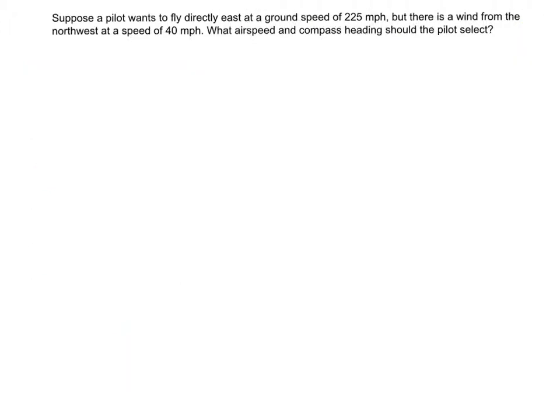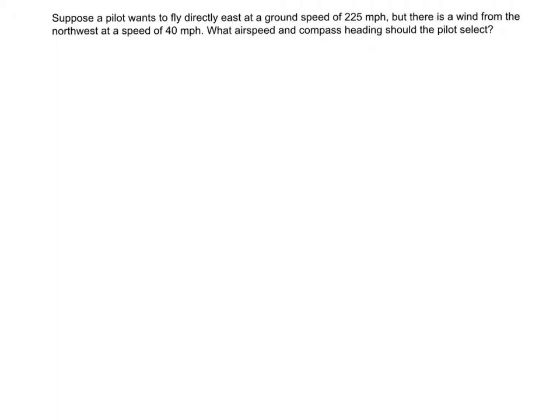So on this problem it says, suppose a pilot wants to fly directly east at a ground speed of 225 miles per hour, but there's a wind from the northwest at a speed of 40 miles per hour. What airspeed and compass heading should the pilot select?